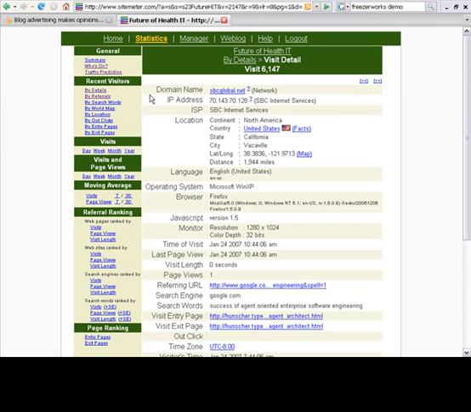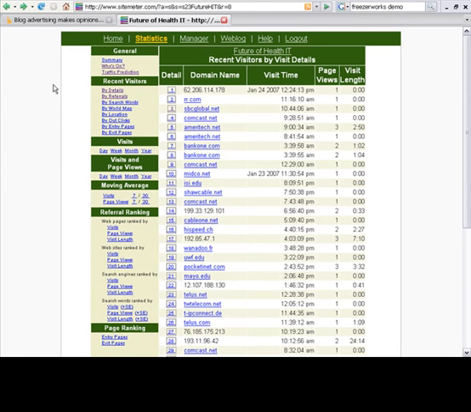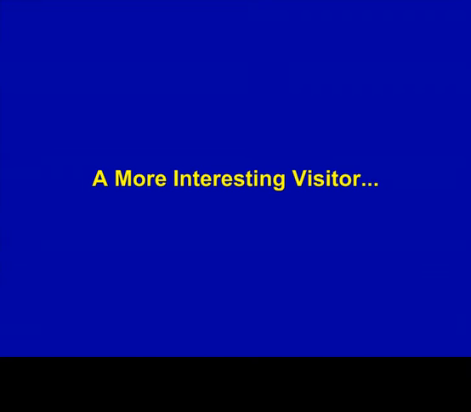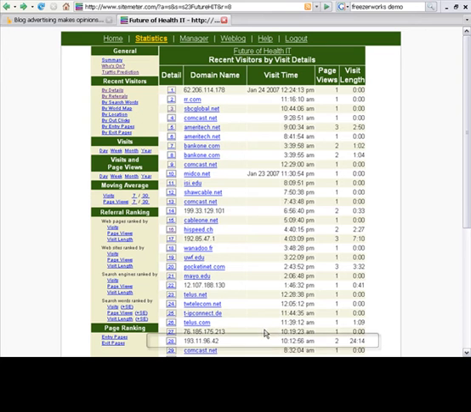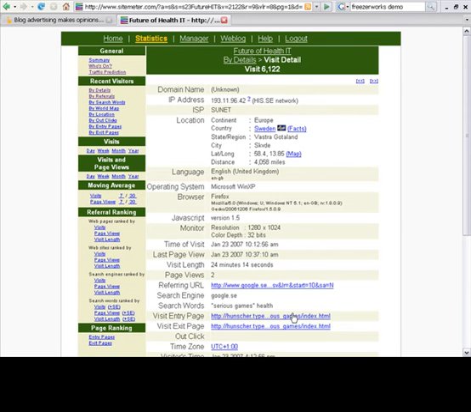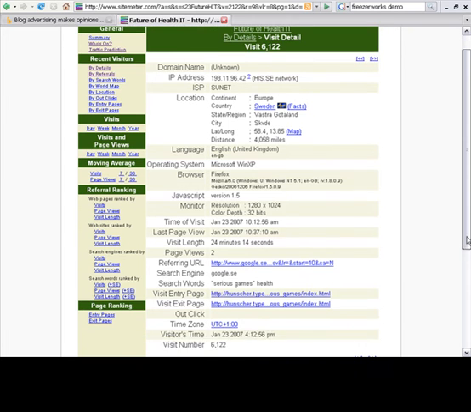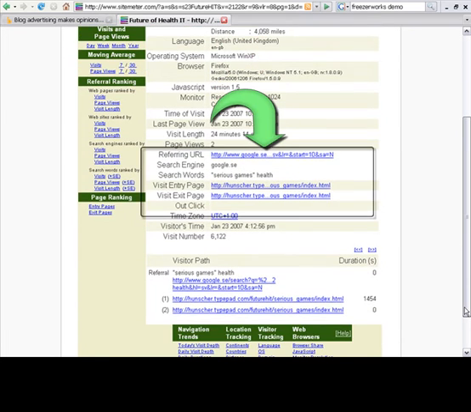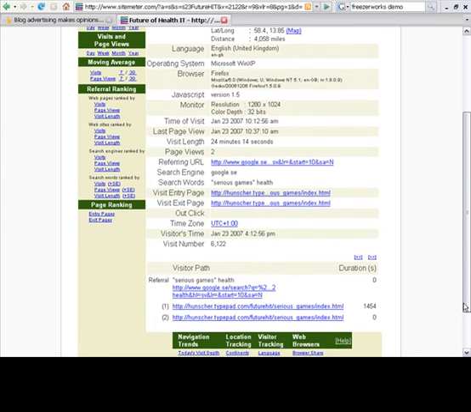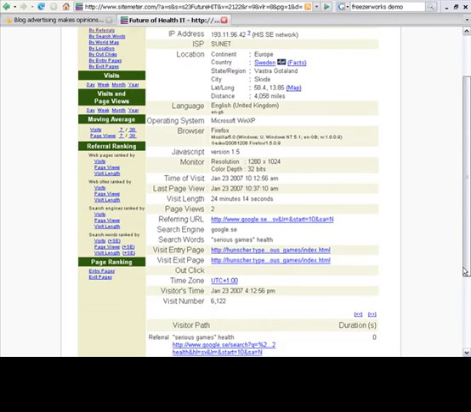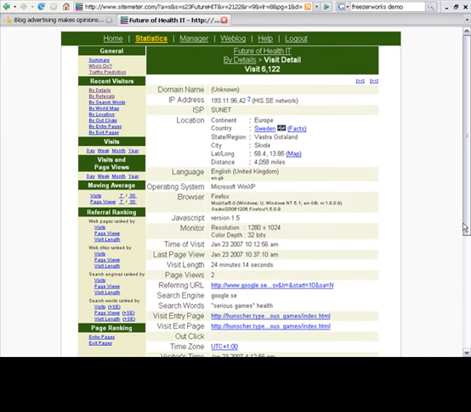Now that we know what we're looking for, let's go find a page that has something more interesting to look at than what we've seen on the page we looked at first. You may remember there was a visit that lasted 24 minutes. Let's go look at that visit. That should be interesting. This visitor was referred by the Swedish version of Google using the search terms serious games and health. They came into my serious games category page, which has a lot of good material on it.